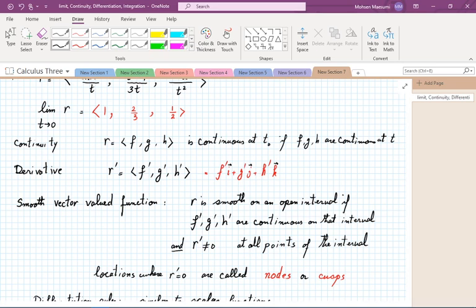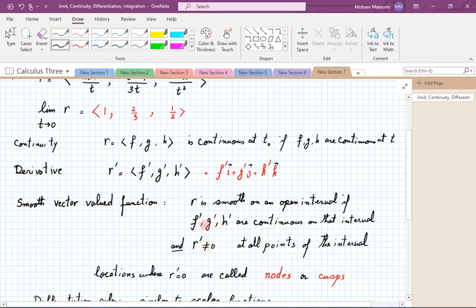How does it go? A function is called smooth on some interval if all 3 derivatives, f prime, g prime, h prime, are all continuous on that interval, and all 3 of them do not turn out to be simultaneously 0. So this is the only condition that is significant here, that r prime is not 0 at a certain point, and we have to go ahead and explain what this condition means.